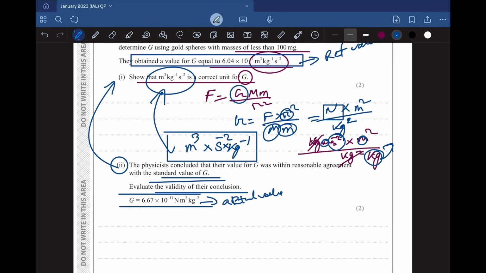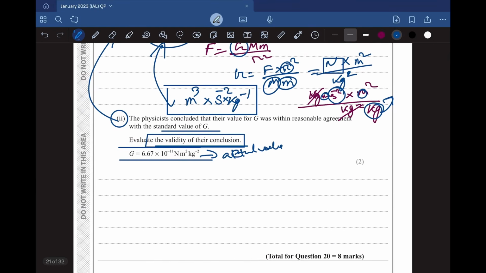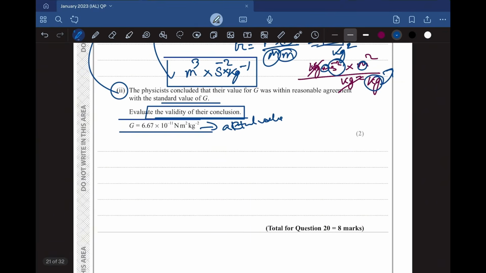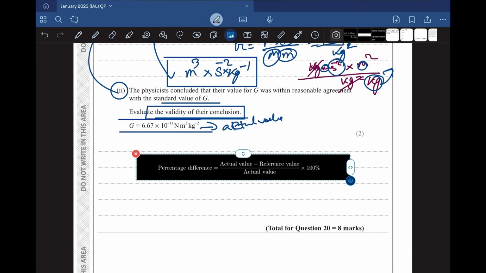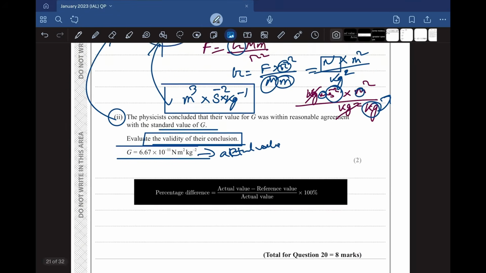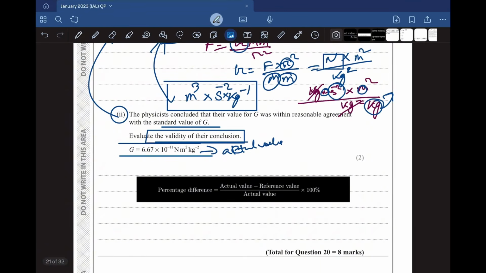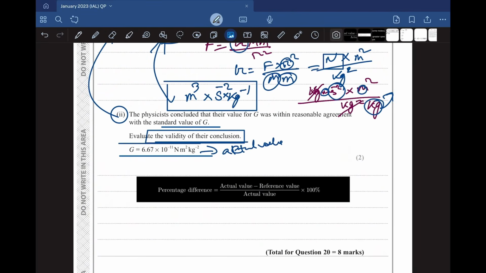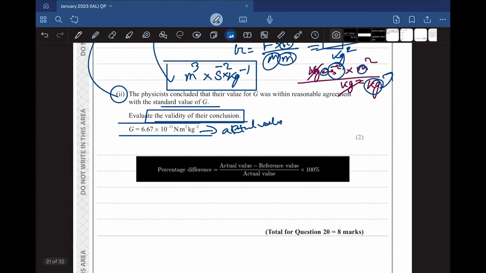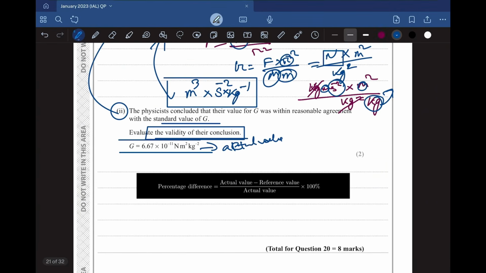Now the question says explain the validity of the conclusion. To evaluate the validity, we'll have to use the formula of percentage difference, something that we have learned in our AS physics. So we know the percentage difference formula is actual value minus the reference value divided by the actual value into 100%. So this is how we'll be doing the math.